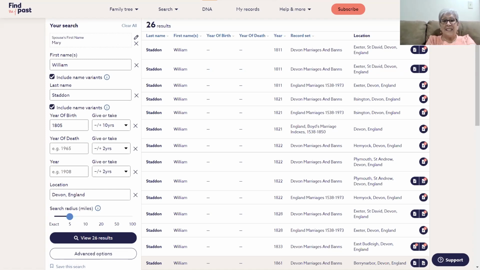We've got 26. Some of these are duplicates, obviously. The one in 1911 is all a duplicate. The one in 1921 is a duplicate, the Elsington one. But there are obviously more than one William and Mary Staddons that I'm dealing with here.